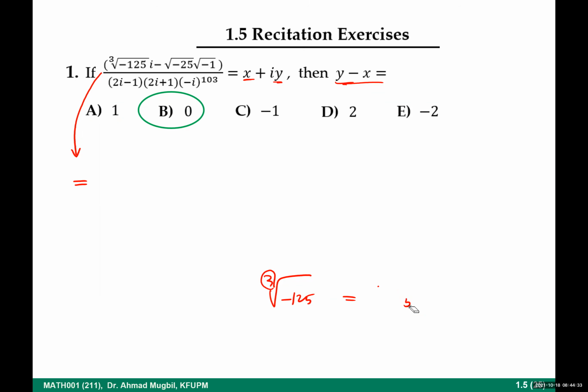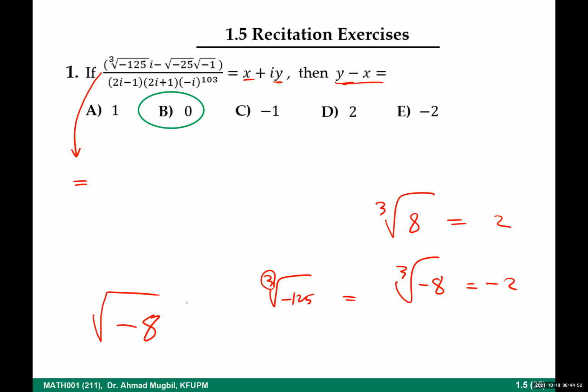Ya Shabab, be careful. This is a nice one, by the way. What is the cubic root of 8? What is the cubic root of -8? -2. We are not talking about odd radicals here, Shabab. It is just about square roots of negative numbers. What is square root of -8? This is i square root of 8.